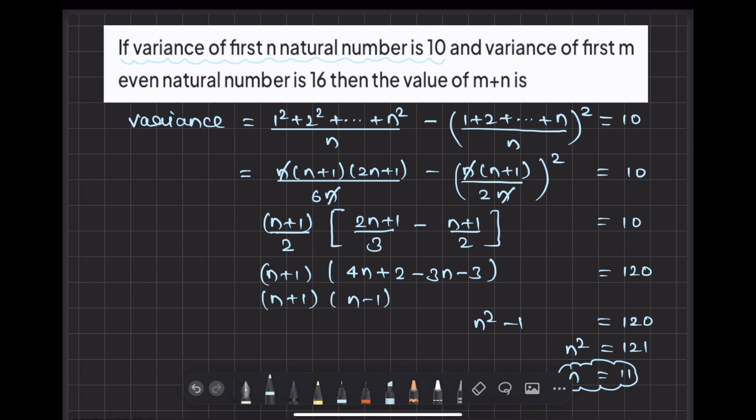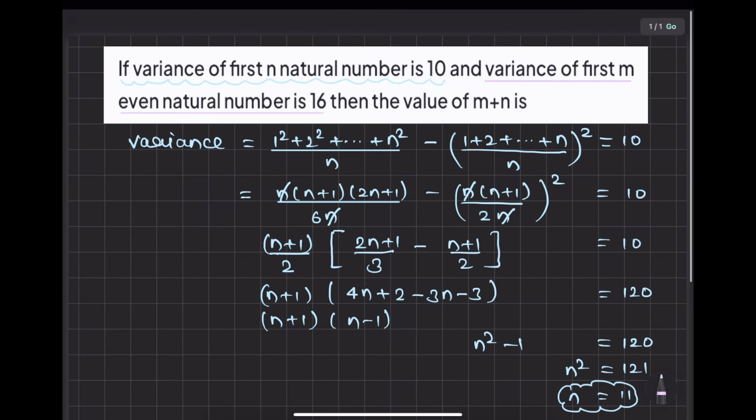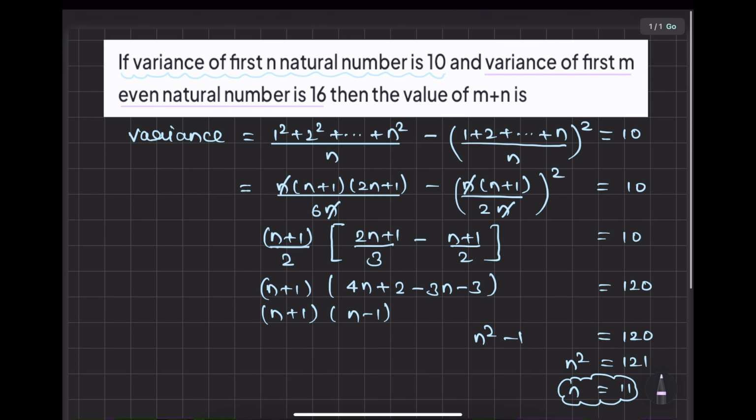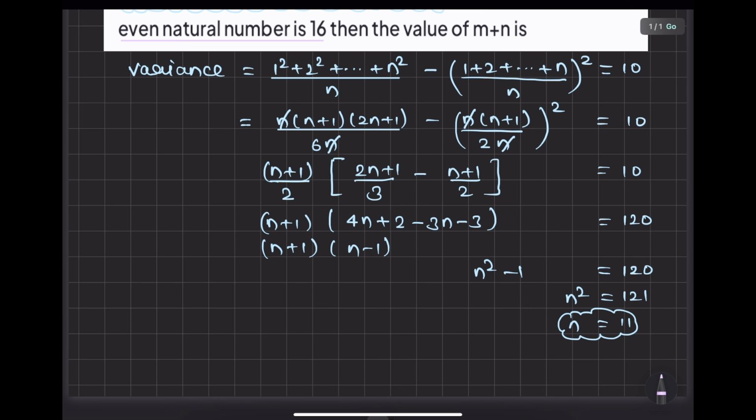Now look at this. And the variance of the first m even natural numbers is 16. So they are saying that the variance of the first m even natural numbers is 16. So can I write these numbers? So it is 2, 4, 6, 8 dot dot dot and then 2m. So its variance is what? 16. Now be super slow.